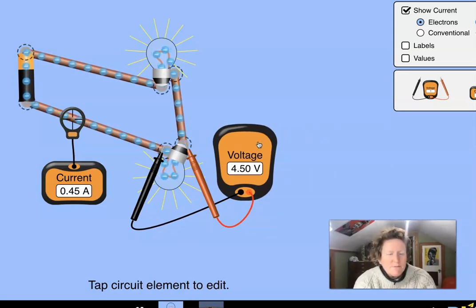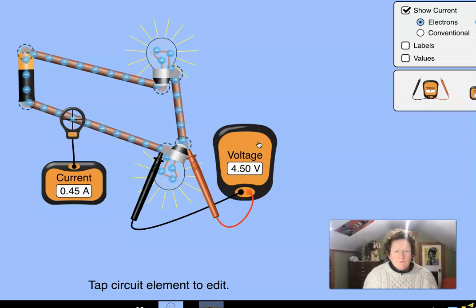So something like this would be a great thing to screenshot to show that you know how to create a circuit to light up a couple bulbs, and you know how to measure amps and volts. Remember, amps are current, and you use this little meter to measure amps. And you measure the voltmeter, and you have to use 2 leads here to measure the volts.